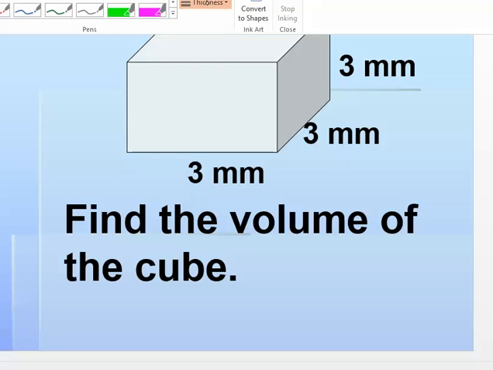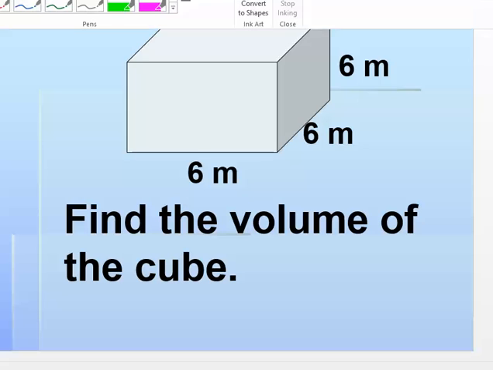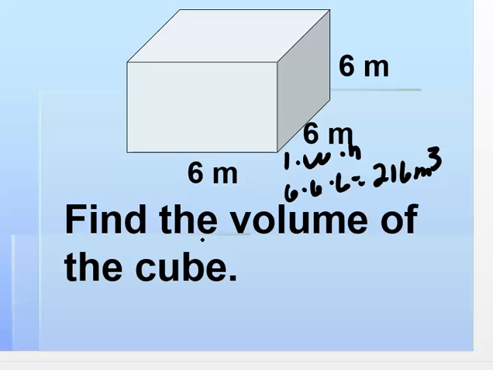Find the volume of this cube. Length times width times height. 3 times 3 times 3, 27 millimeters cubed. Length times width times height. 6 times 6 times 6, 216 meters cubed.